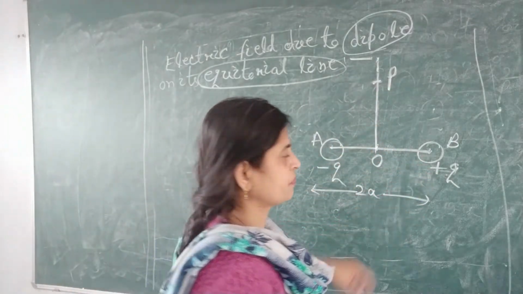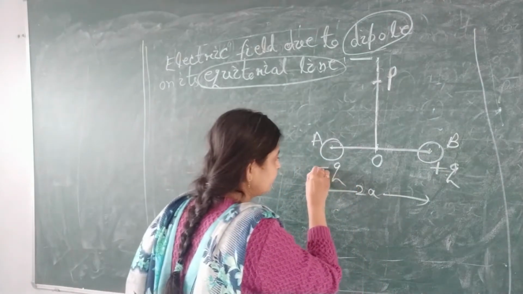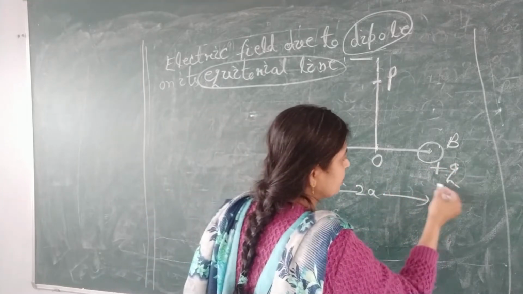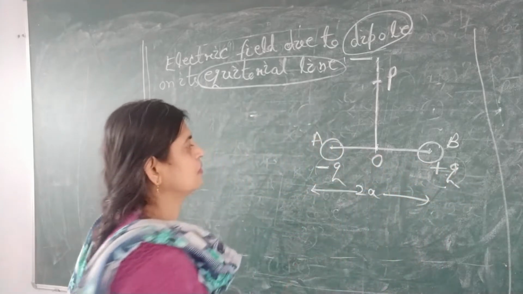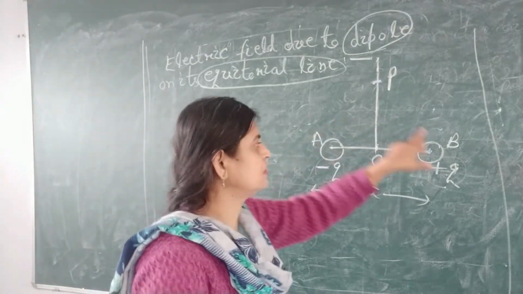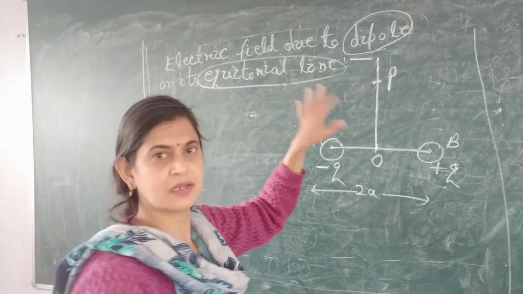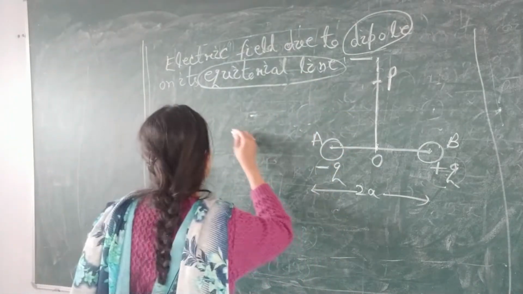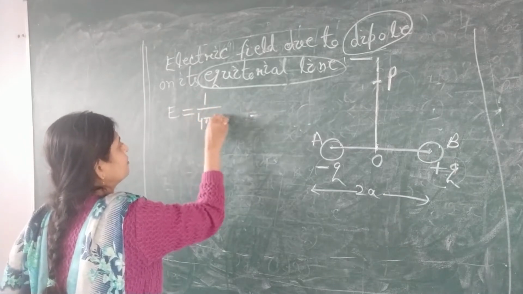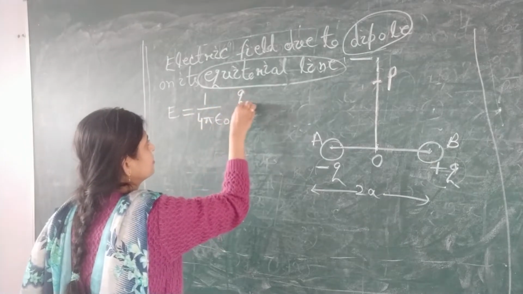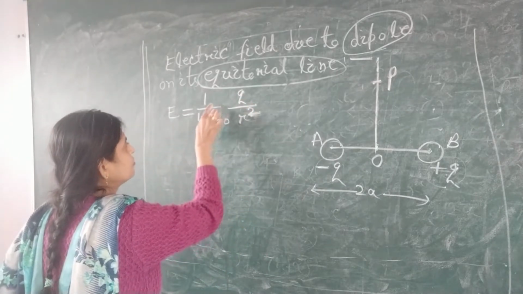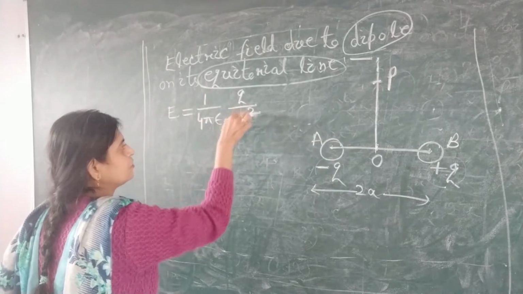That means first we have to find the electric field due to charge minus q, then the electric field due to charge plus q, then we can find the resultant or total electric field due to this dipole on its equatorial line. So we know the electric field is E equal to 1 by 4 pi epsilon naught q divided by r square, or you can write E equal to k q by r square.